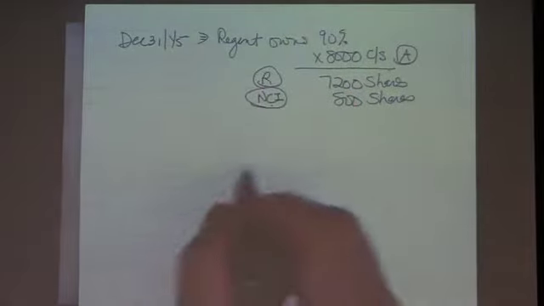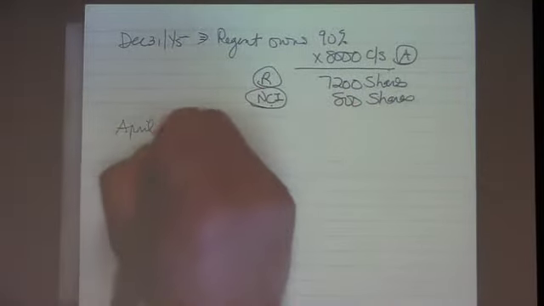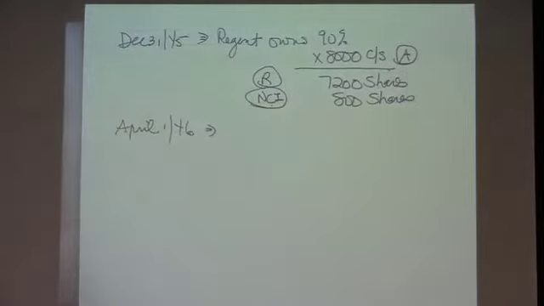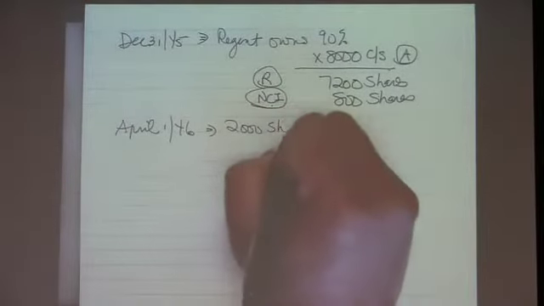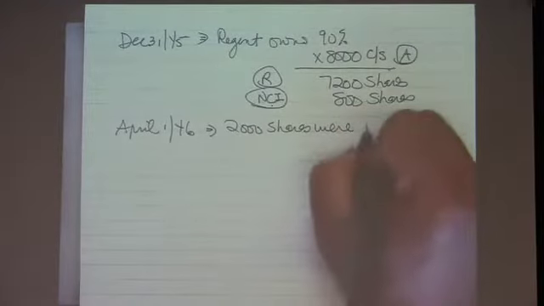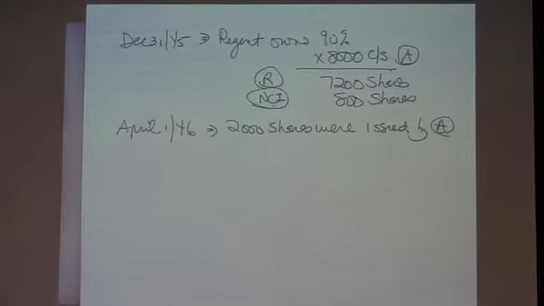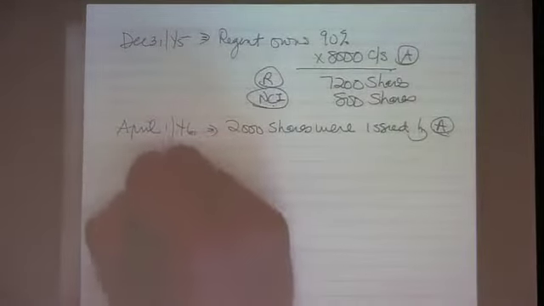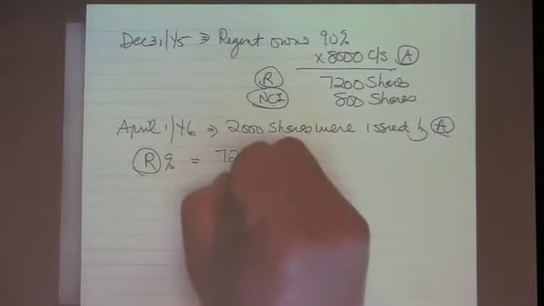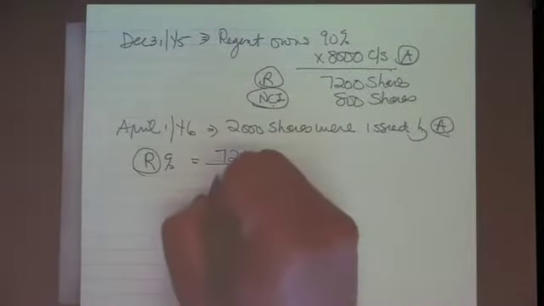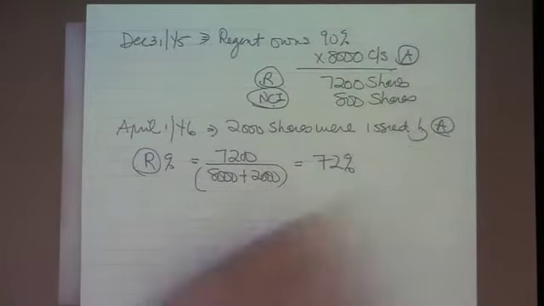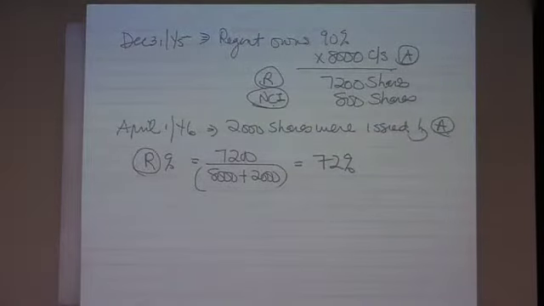Now, on April 1st, year 6, 2,000 shares were issued by A company. So what happens is Regent's percentage is now 7,200 divided by 8,000 plus 2,000. So now Regent's percentage ownership is 72%.